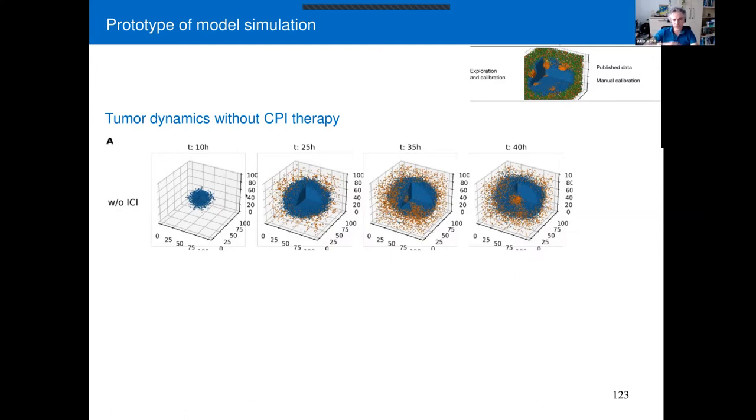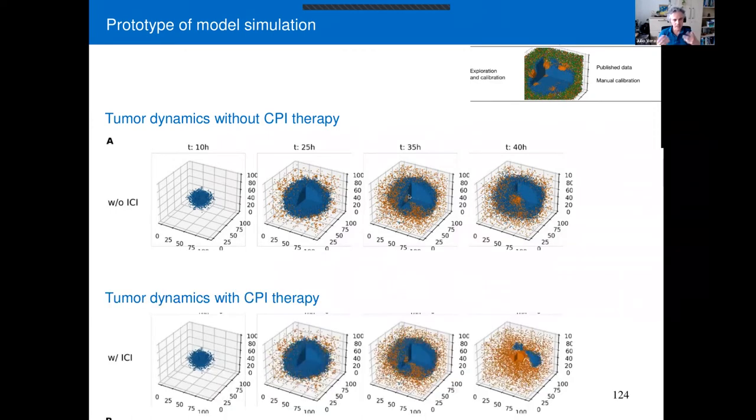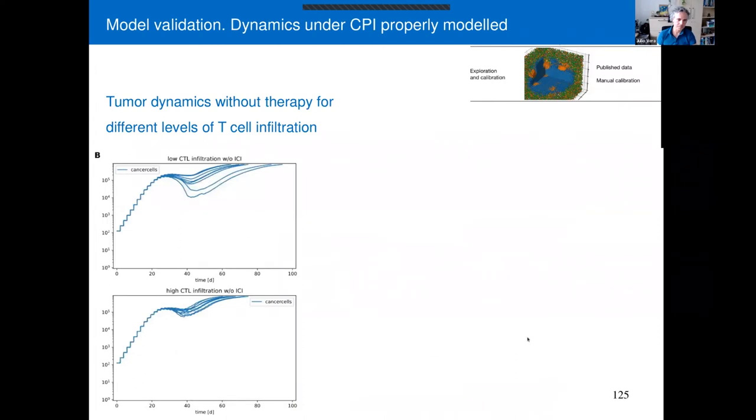And as you see here, we can simulate over time how the interplay between the cell populations happens. And for example, here you have another prototypical simulation in which we have simulated the checkpoint inhibitor therapy, and we see what the effect is, as you see in the simulation.